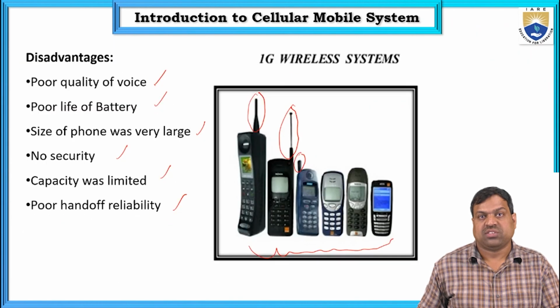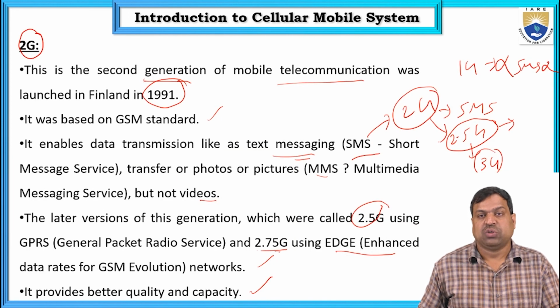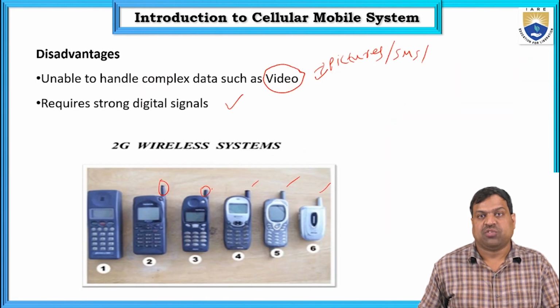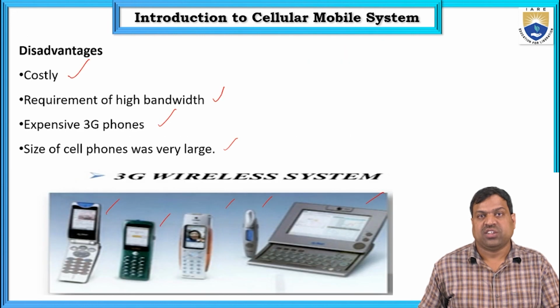These are examples, and it is the communication of 1G with its advantages and disadvantages, 2G advantages and disadvantages, and 3G advantages and disadvantages.